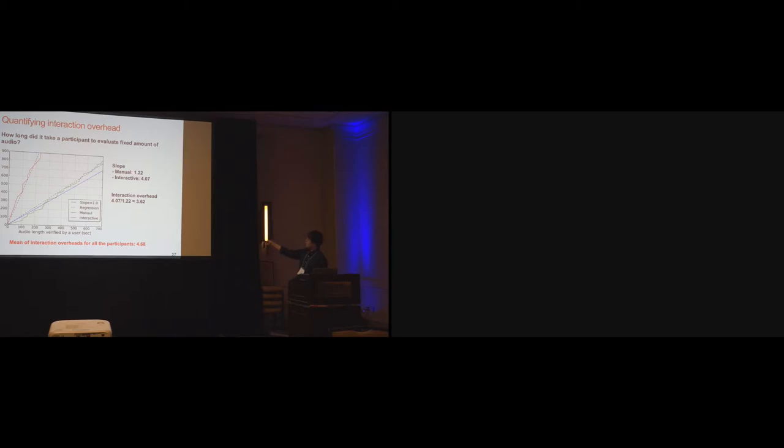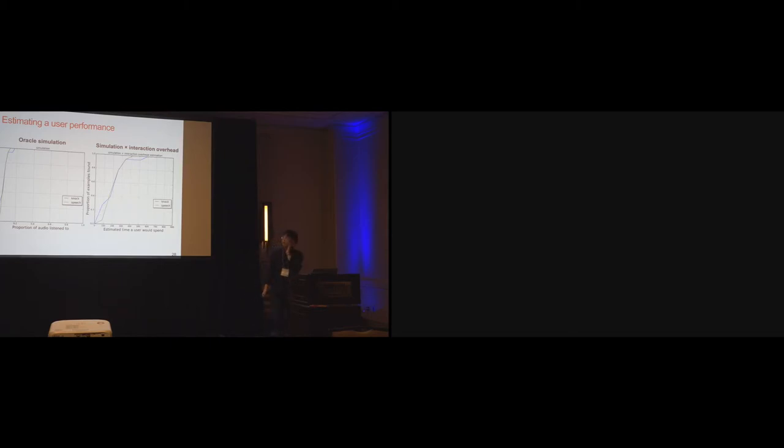So as you see, there are two different slopes here. The interactive one has a much greater slope than manual. So we compute the interaction overhead by computing this ratio, 3.62. We did this for our entire participant data, and then we got this number, 4.68, which is the mean interaction overhead of our interface.